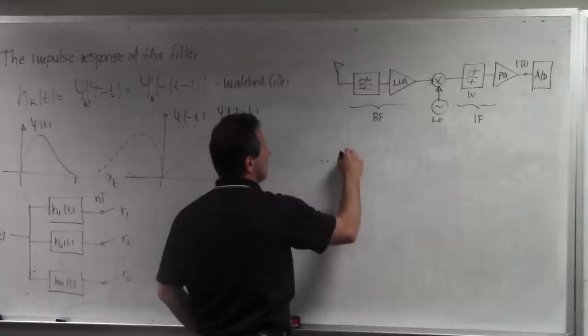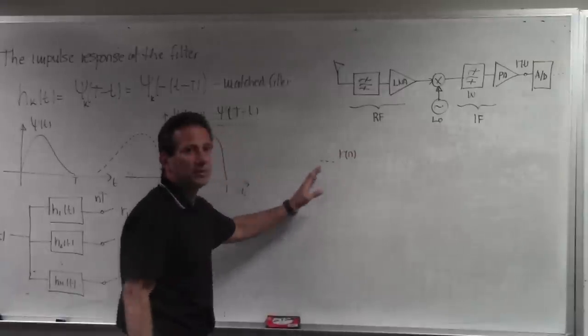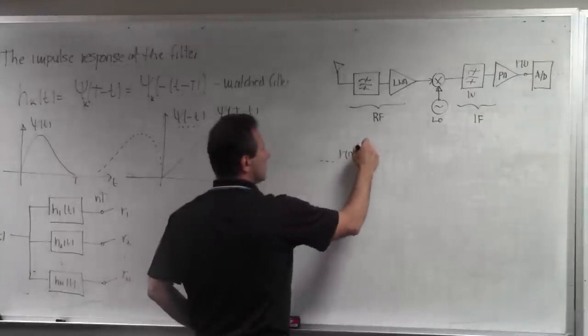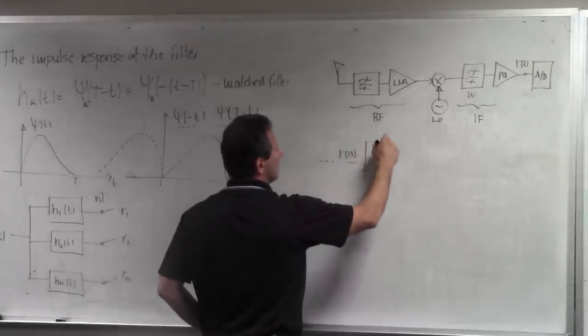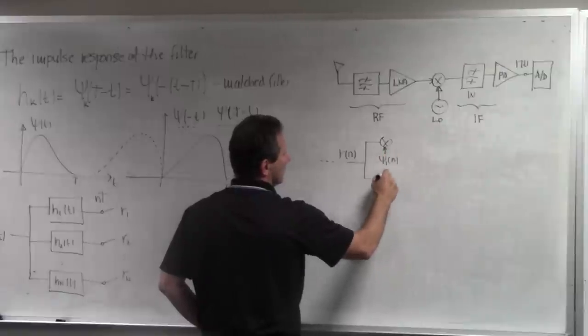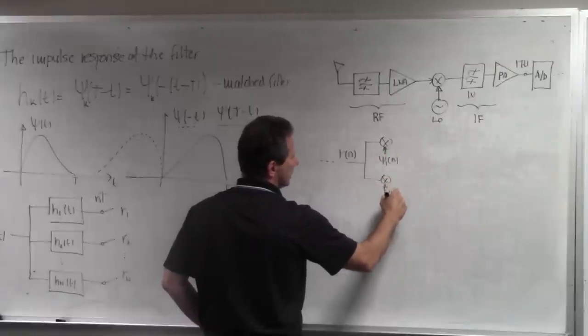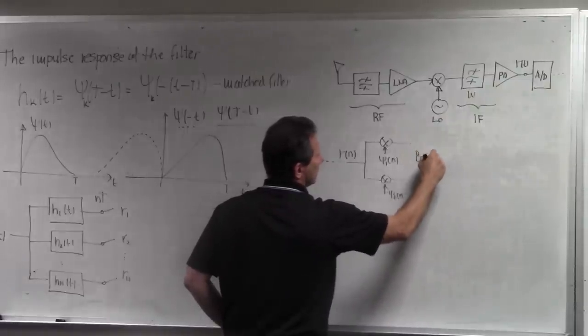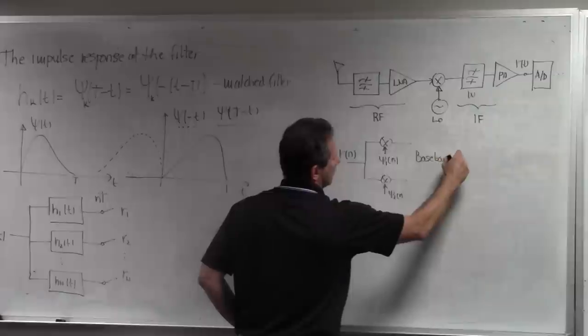You have your R of n, where n is sampled as sufficiently rare. And then, algorithmically, you take this R of n and multiply it with psi 1 of n and psi 2 of n. And then this goes into baseband process.